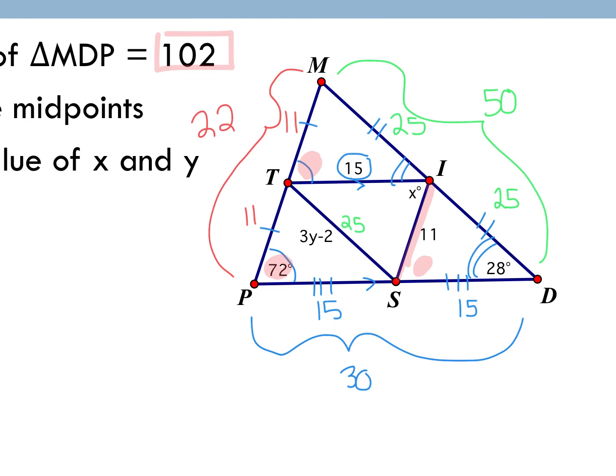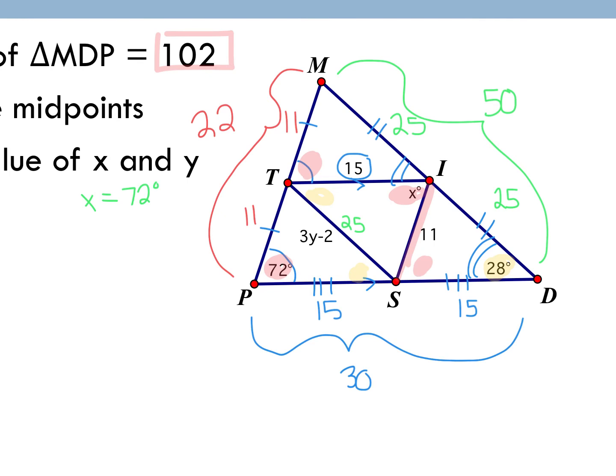We already knew that. Let's look at 28. 28 is the angle that's included between side 15 and side 25. So this is 28 between side 15 and side 25. So this is 28. X, by the way, I forgot to include that one, between 11 and 15, that's also 72. Those angles are all congruent. So therefore, X is going to equal 72 degrees.